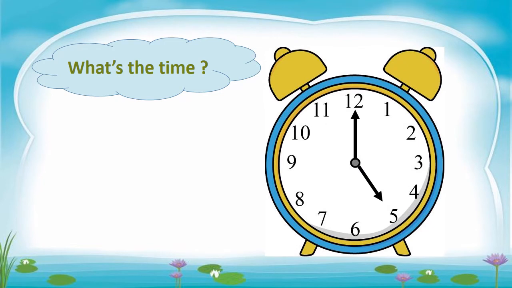Now we tell the time on a clock when the minute hand points at 12 and the hour hand points at any number. Then we say it is o'clock. Here the hour hand points at the number 5. So it is 5 o'clock.